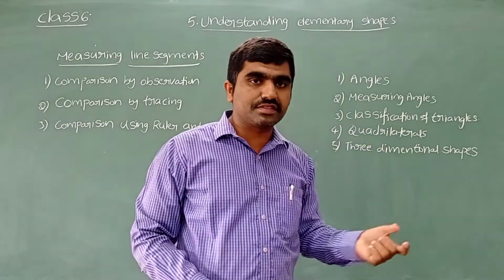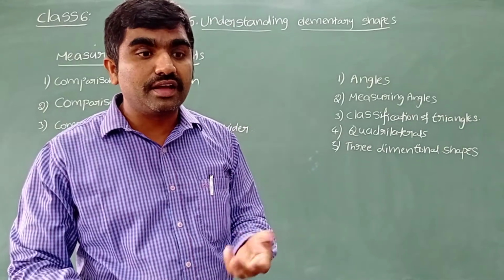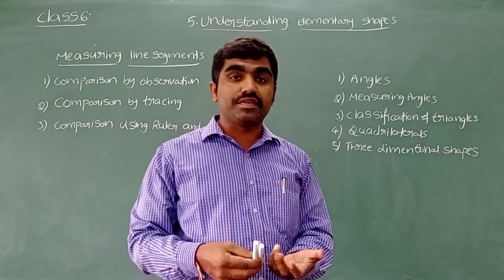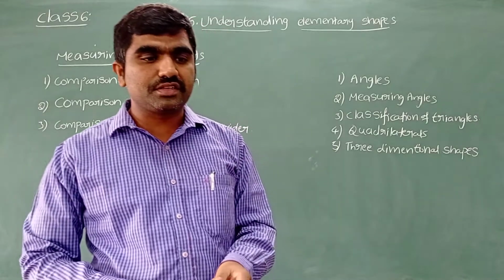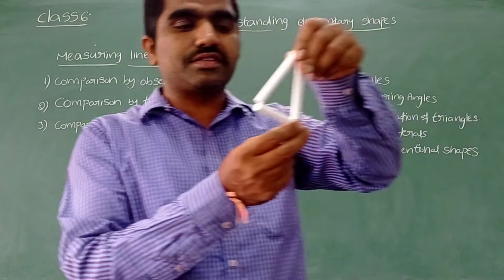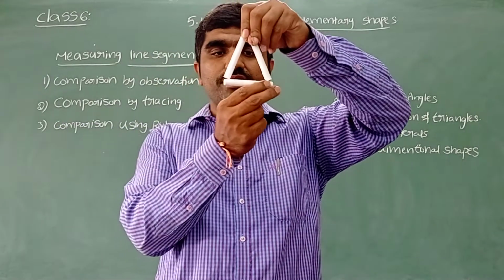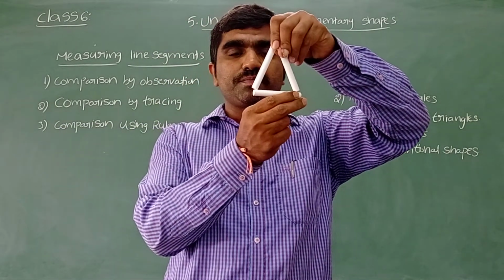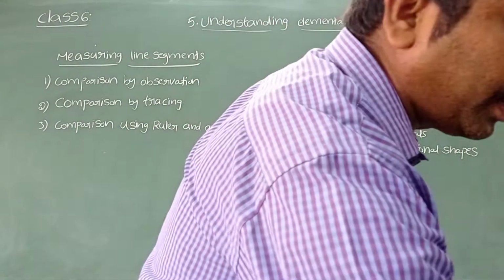Classification of triangles. We know what is meant by triangle. A triangle is a polygon which is bounded by three sides, a three-sided polygon. Yes, you can see one figure here. It is called a triangle, which is bounded by three sides. A three-sided polygon is called a triangle.